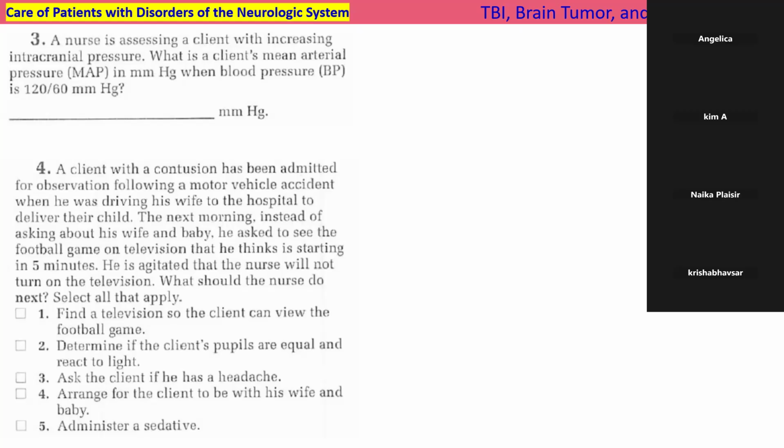So we will determine if the client's pupils are equal and reactive to light. So that's PERLA, number 1. Second, we should ask about headache. So we assess for the pupils and ask the patients if they have headache. The confusion, agitation, restlessness are subtle clinical manifestations of increased ICP. And I went over this earlier. So the answer is 2 and 3.